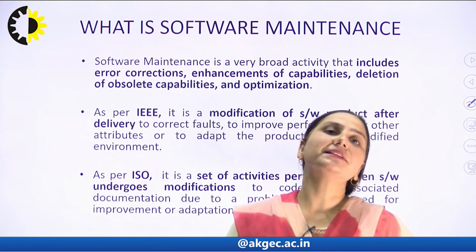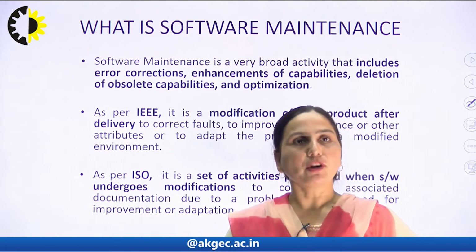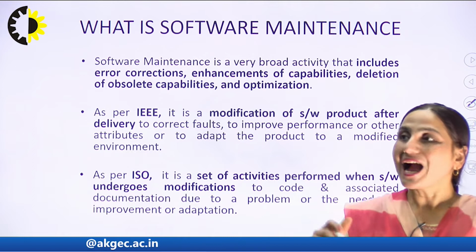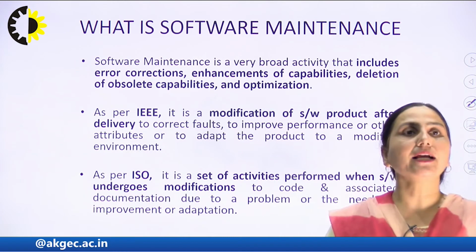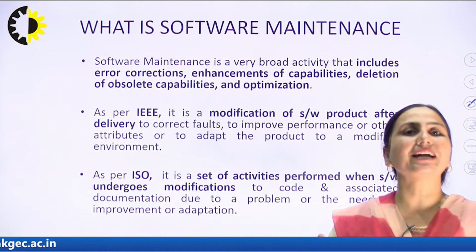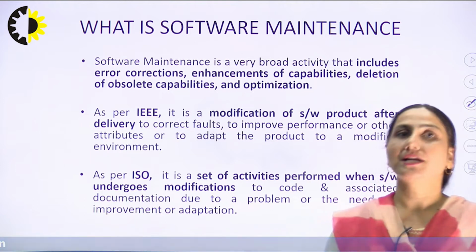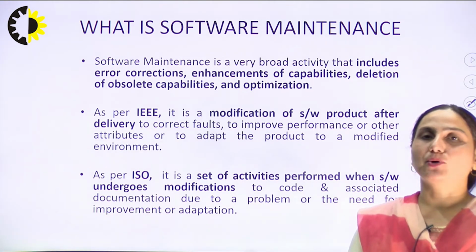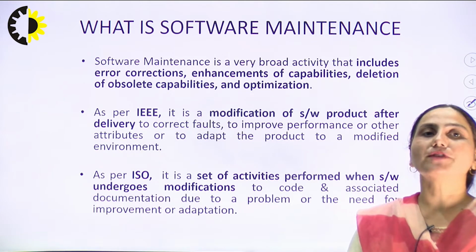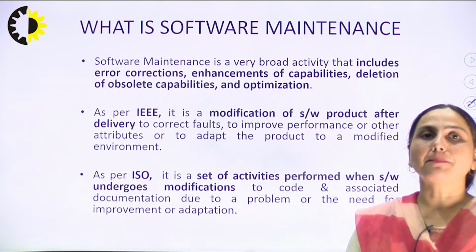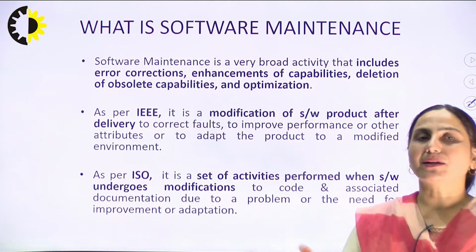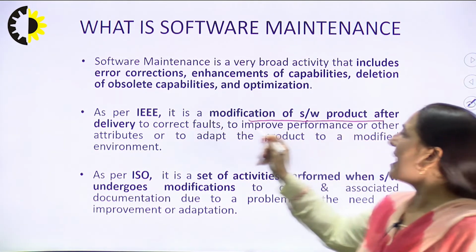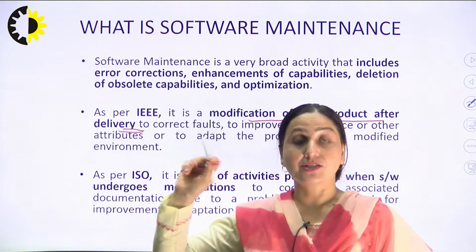Now, as per the definition of IEEE, what is software maintenance? It is the modification of a software product after delivery, so that we will be able to correct the faults, improve the performance or other attributes, so that the software becomes adaptable according to the particular type of environment, right? So it is a modification of the software after the delivery. It is a very important point.